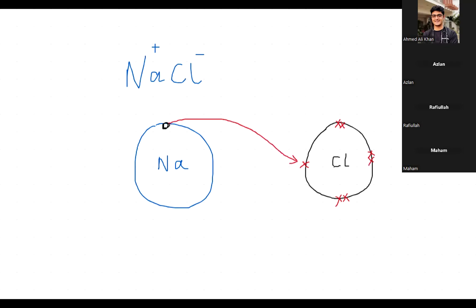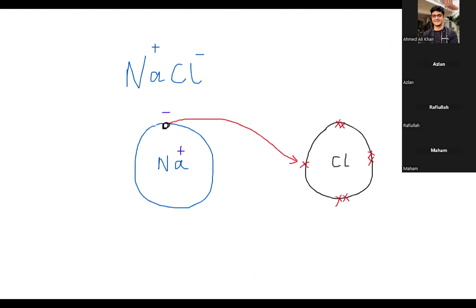Now, what is the charge on an electron, Maham? A negative charge. Electrons are negatively charged. So if sodium loses one electron, sodium will become more positive, because it has lost one negative charge. If it loses one electron, it will gain a positive charge. So it lost one electron to chlorine.